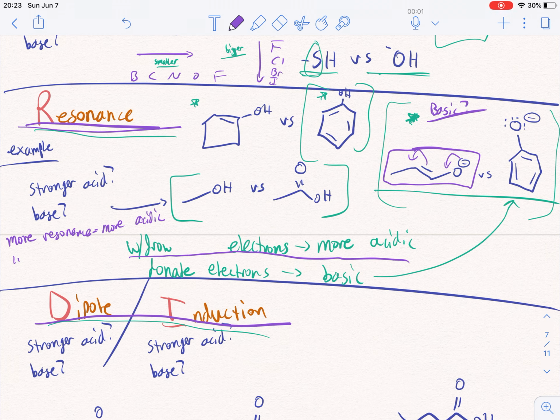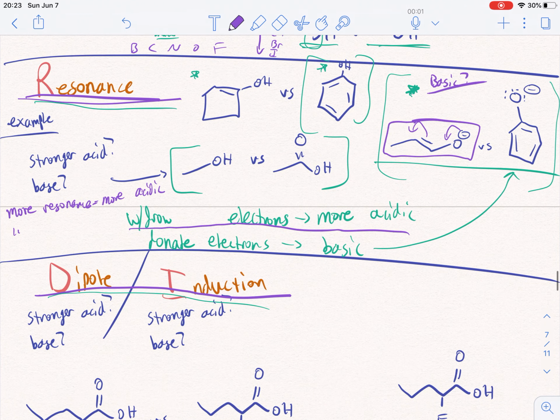I don't really think about the withdraw and donate, but if it has more resonance and you're comparing the two, that's going to be the most acidic one. So it's going to be the least basic one. And it's vice versa for resonance. So again, the more resonance, the more acidic. The least resonance, the more basic.